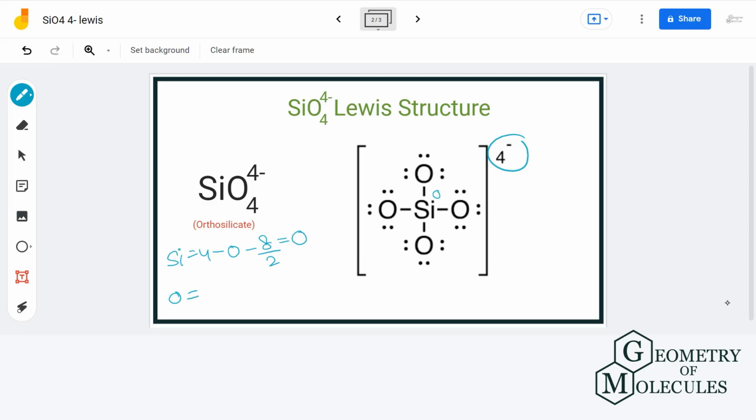For oxygen, we have 6 valence electrons minus 6 non-bonding electrons minus 2 bonding electrons divided by 2. That will give us a formal charge of -1 on every oxygen atom. Thus, there are a total of 4 oxygen atoms, so the sum of formal charges will be -4, which is the overall charge on the ion. So, this is the final Lewis structure of orthosilicate.